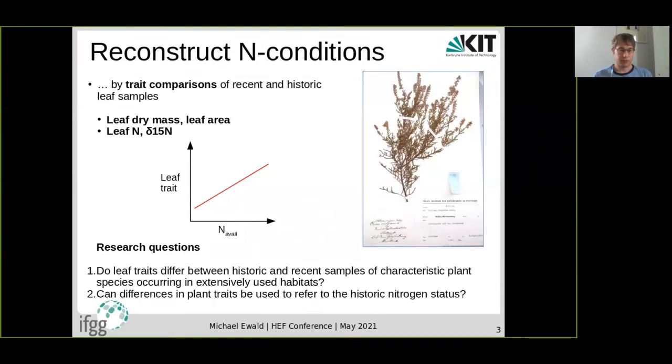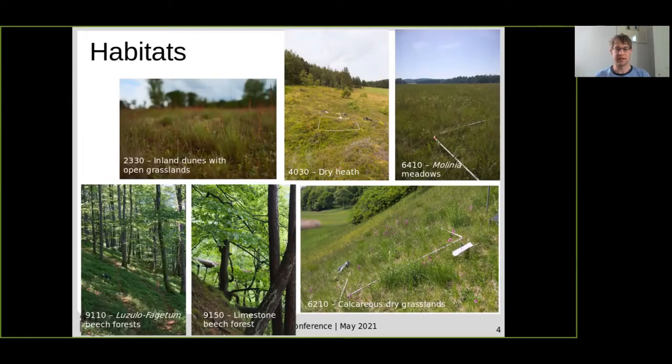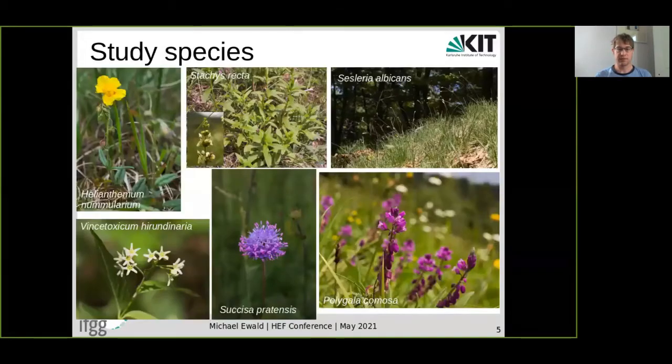And we formulated two different research questions. One is whether leaf traits differ between historic and recent samples of characteristic plant species in extensively used habitats. And the second question was whether these differences can be used to reconstruct the historical nitrogen status. And for this purpose, we selected 6 habitats that are potentially nitrogen sensitive. And from these habitats that you can see here, we selected in total 12 characteristic species.